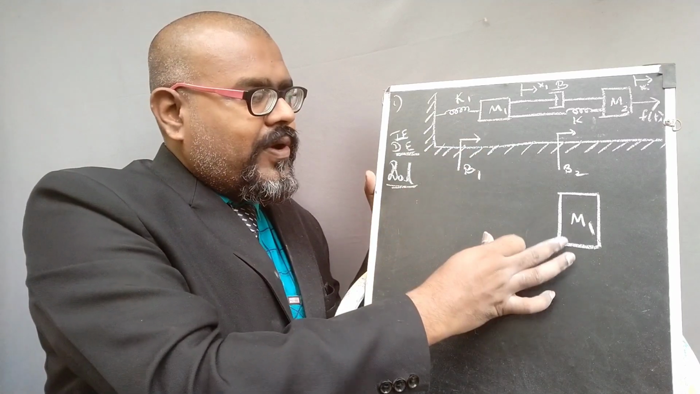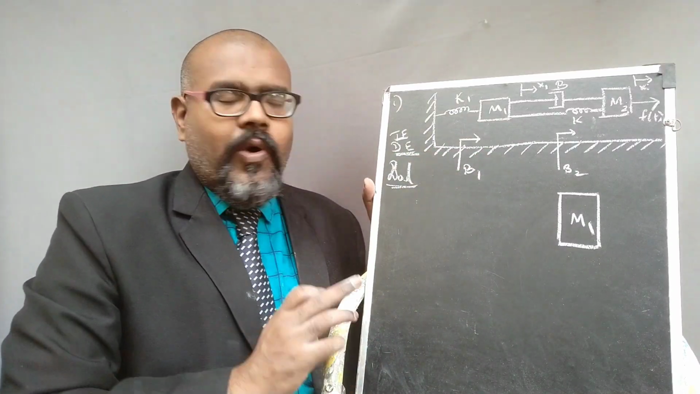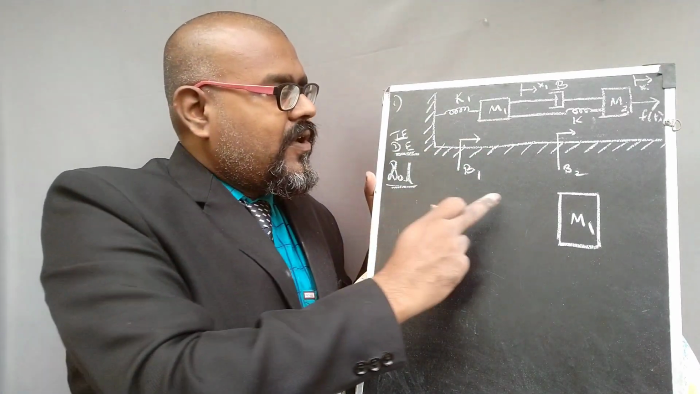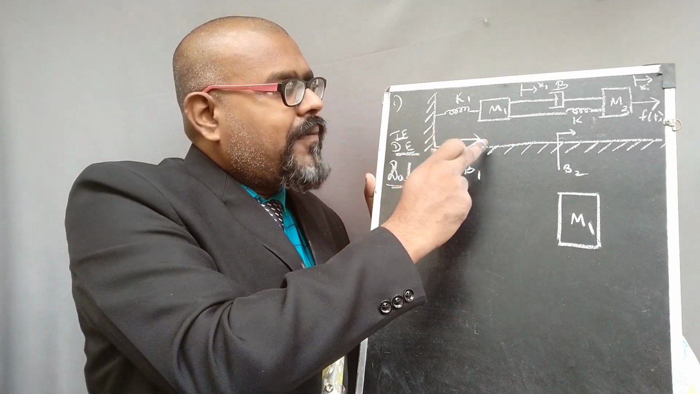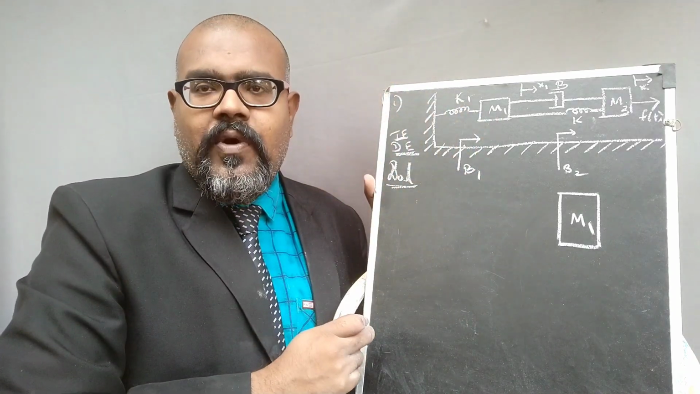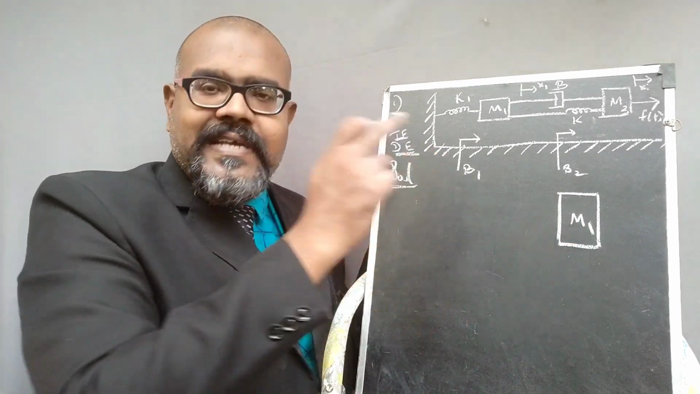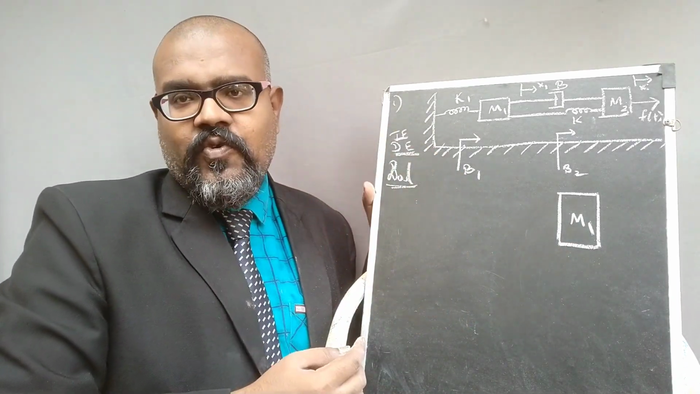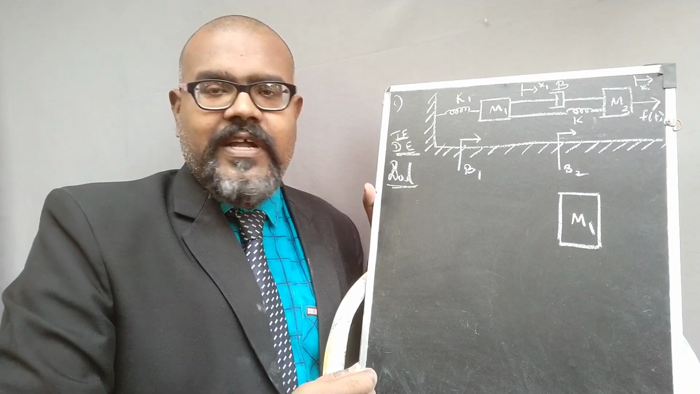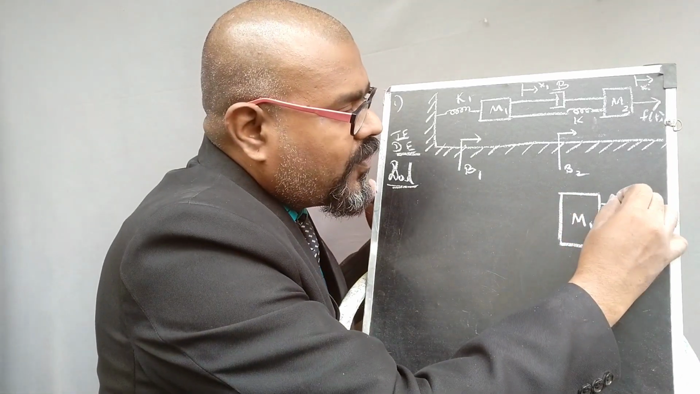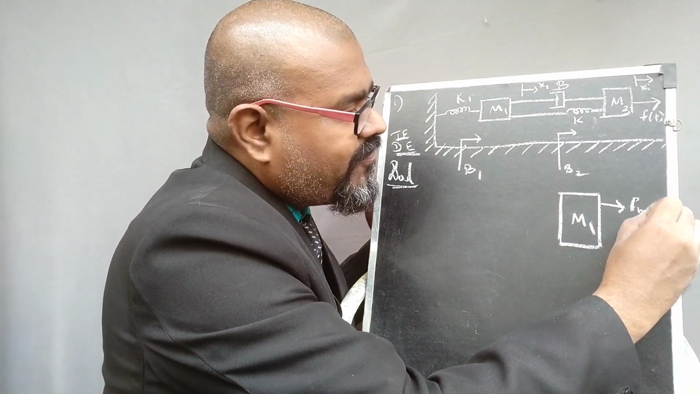So for mass M1, separately you need to note what opposing forces and applied forces are acting on the mass M1. We need to determine this. Here, of course, we know that the mass M1 itself has some opposing force, even in the static condition. So the opposing force can be denoted by Fm1.